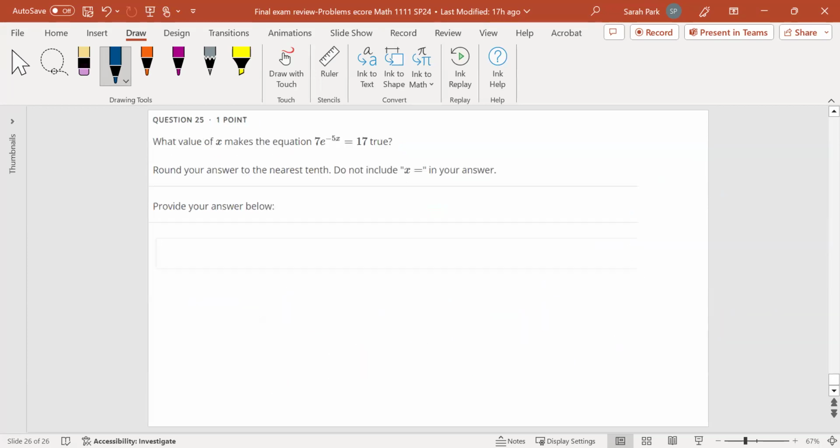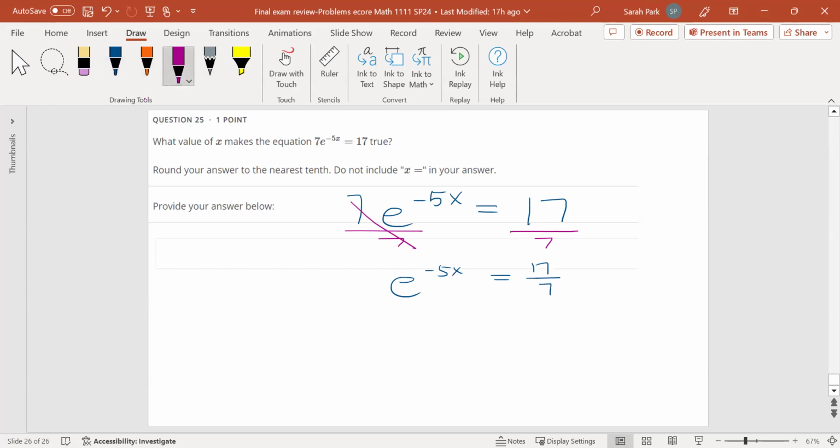Okay, number 25. What value of x makes the equation 7e to the -5x equals 17 true? Here we have an exponential equation. First, you need to isolate the base e. We're going to do that by dividing both sides by 7. And 17 over 7, we'll just keep it as that since it can't be simplified. And then we're going to apply the ln to both sides.